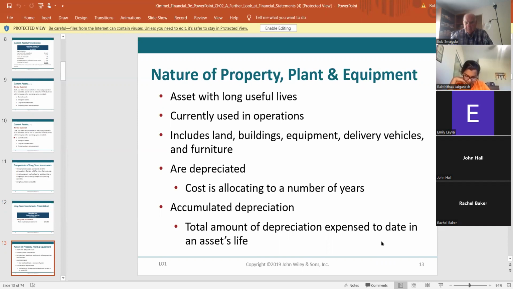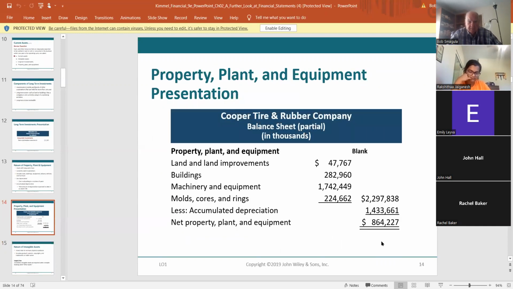It includes the land, the buildings, the equipment, and the cost is going to be allocated to future years in the form of what's called depreciation expense. And there's an account we're going to talk about called accumulated depreciation, the total amount of depreciation expensed thus far. And again, this is just a warm-up when we get into the details. I'd like you to take a look at this. Here is a very typical presentation.